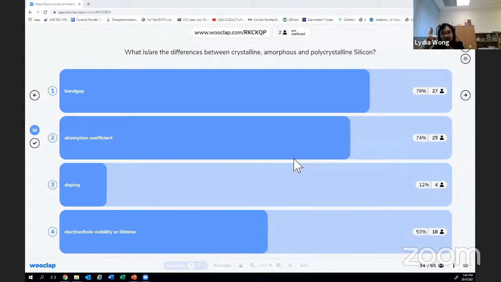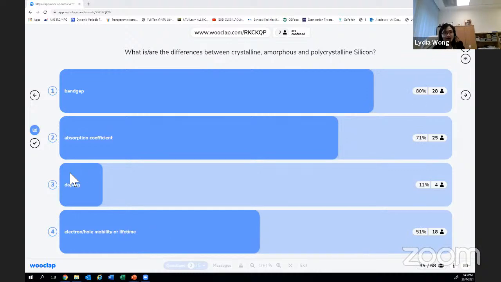Absorption coefficient is affected. Amorphous material absorbs more, so it is higher for amorphous compared to crystalline silicon. The band gap is also somehow affected, right? If you remember the previous slides, amorphous silicon has a 1.5 eV band gap, silicon has a 1.1 eV band gap. So it is also affected.